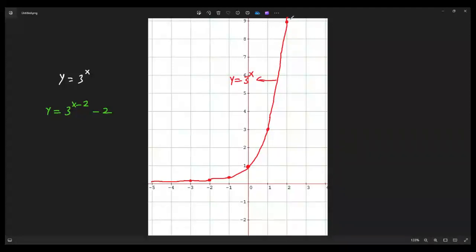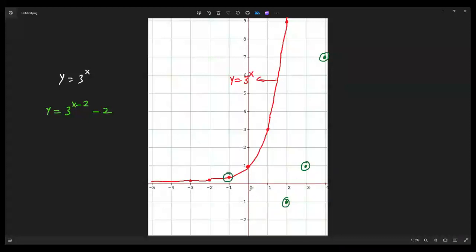So the first point I'm taking over here is (2, 9). I'm shifting this point 2 units to the right and 2 units down, then plot the point over here. And now I'm going to shift this particular point, (1, 3), 2 units to the right and 2 units down, then plot the point over here. Now I'm going to shift the point (0, 1), 2 units to the right and 2 units down, then plot the point over here.